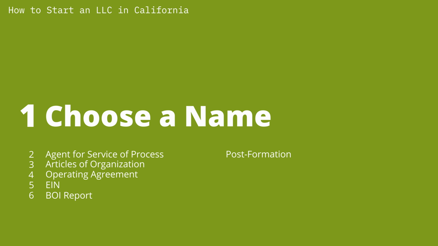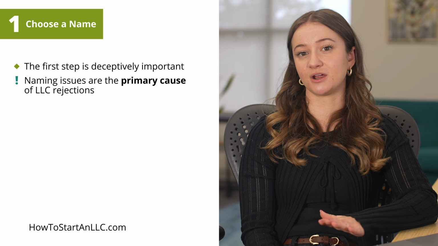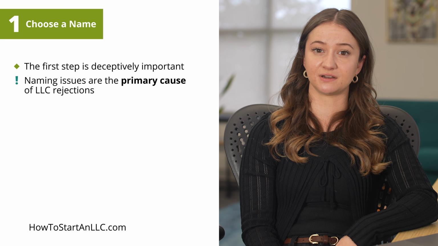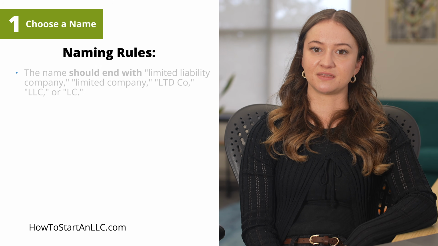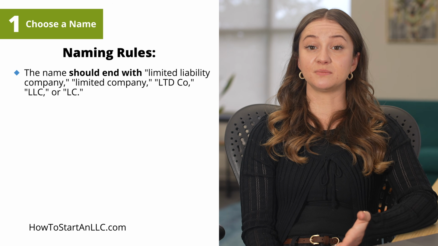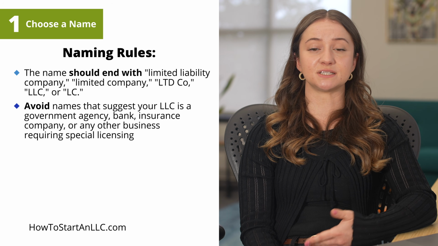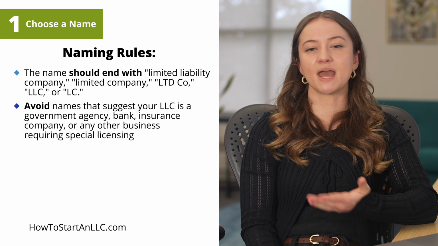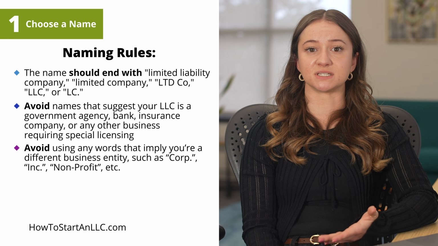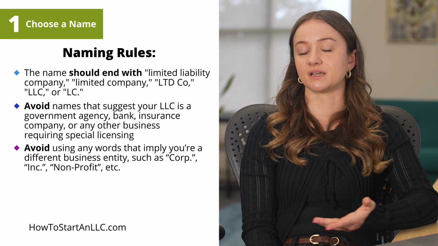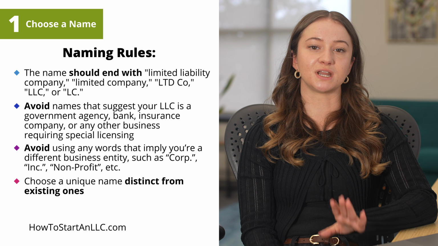Step 1. Choosing a name. The first step is deceptively important, since naming issues are actually the primary cause of LLC filing rejections in California. You'll want a name that suits your business activities, but you also need to follow these rules. The name should end with limited liability company, limited co, LLC, or LC. Avoid names that suggest your LLC is a government agency, bank, insurance company, or any other business requiring special licensing. Avoid using any words that imply you're a different business entity, such as corp, inc, nonprofit, etc. And finally, choose a unique name distinct from existing ones to avoid confusion and rejection.